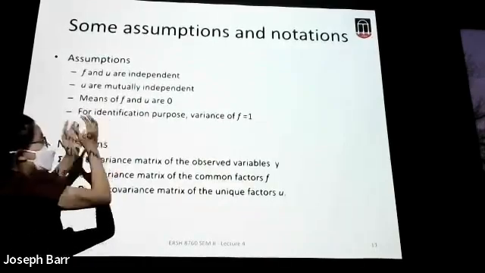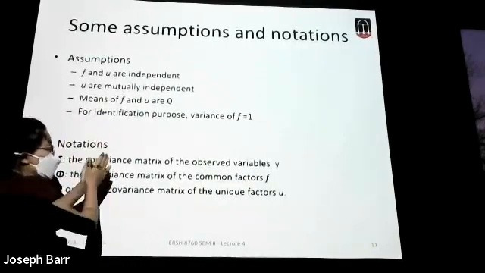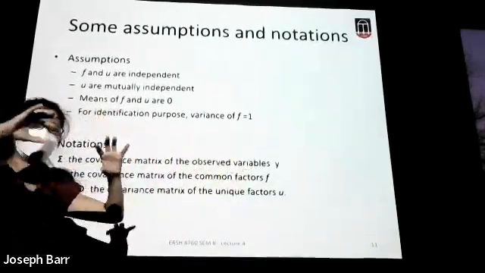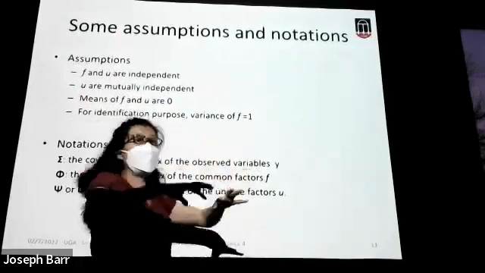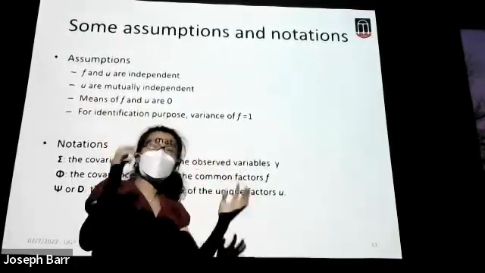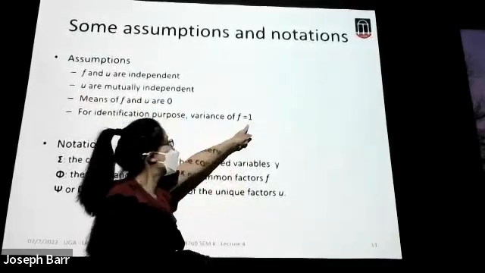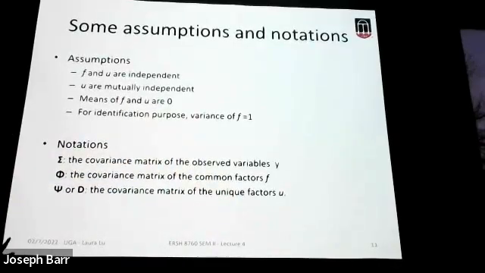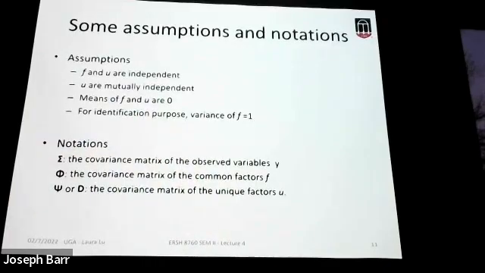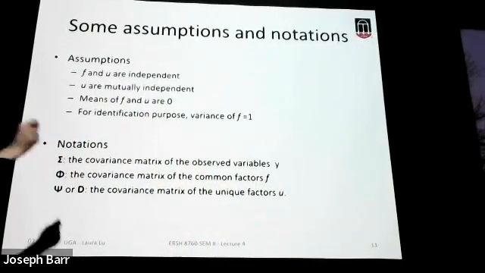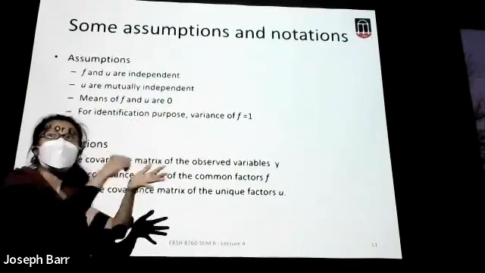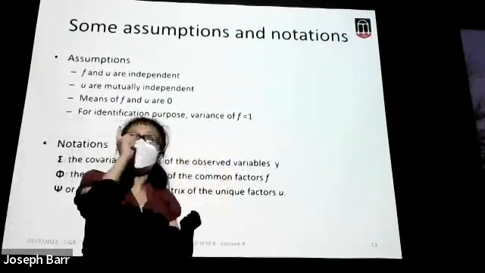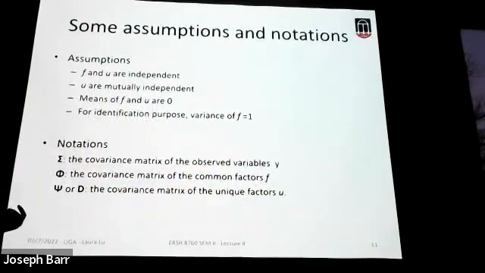If we try to identify a solution, we assume the variance of F is 1. F is the latent common factors. We just assume the variance of F is 1 to identify our solution. Otherwise, we may have solution 1, solution 2, solution 3. But if you're trying to get one solution, you have to put some anchor information there. So if we assume the variance of F is 1, then we can have a solution.